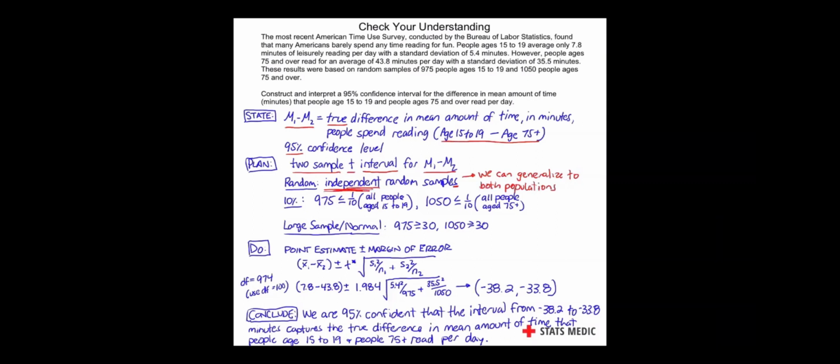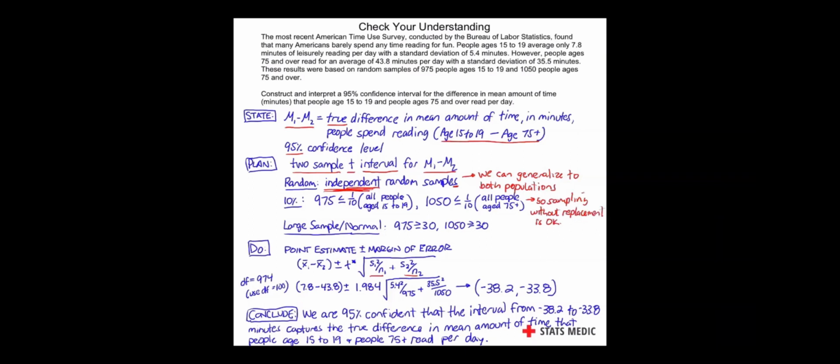Now, the fact that we have independent random samples, that's actually what allows us to add the variances down here in the formula for the margin of error. Now, the 10% condition we check anytime we are sampling without replacement, which is definitely the case here. And our population sizes are very, very large here if we're talking about all people 15 to 19 and all people 75 and older. So we're definitely good there. The so what here is, so sampling without replacement is okay. That's why we check the 10% condition.